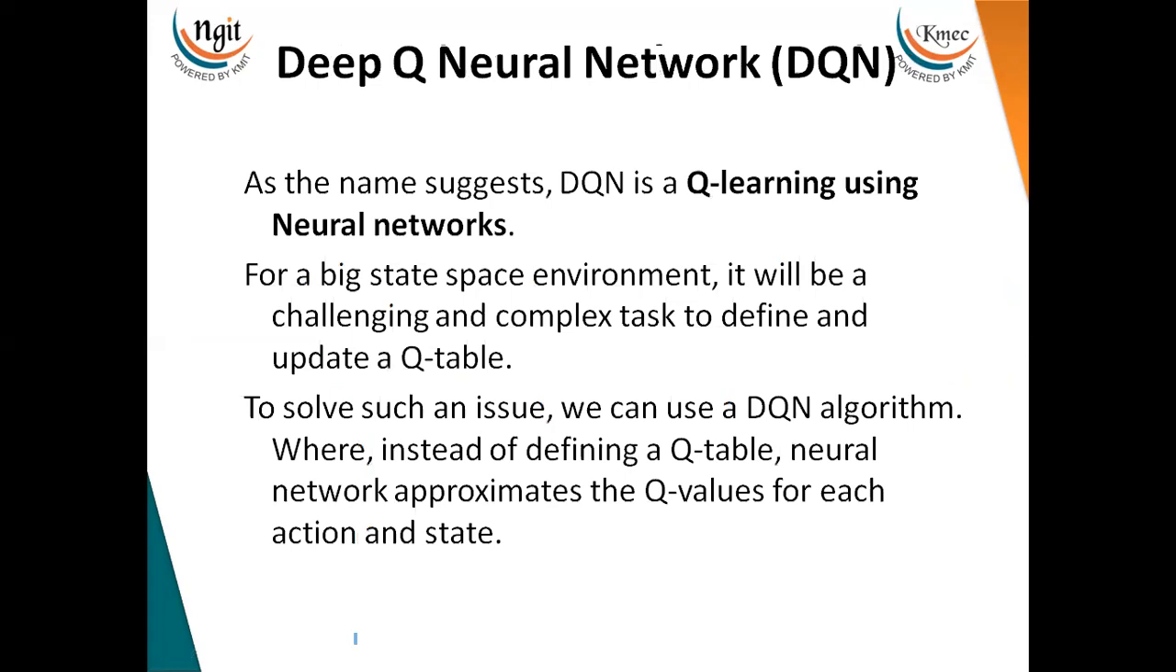Now, the third type of algorithm is DQL, means Deep Q-learning. Means Q-learning is taking the help of a neural network for approximating the Q value. Means instead of defining the Q table, instead of defining a matrix, it is storing the Q values using a neural network.